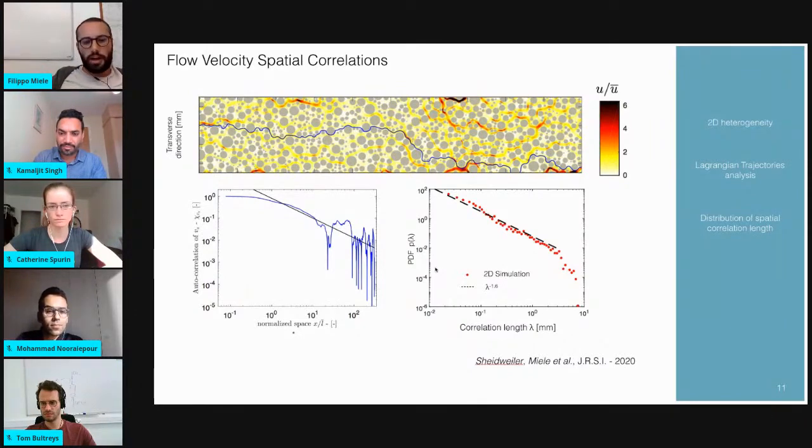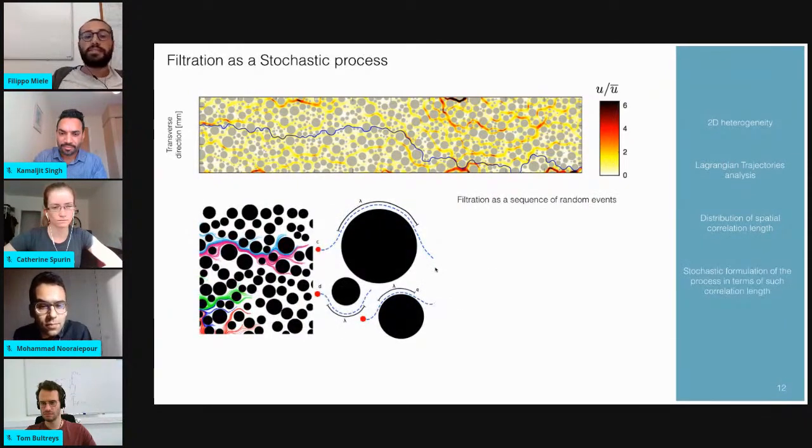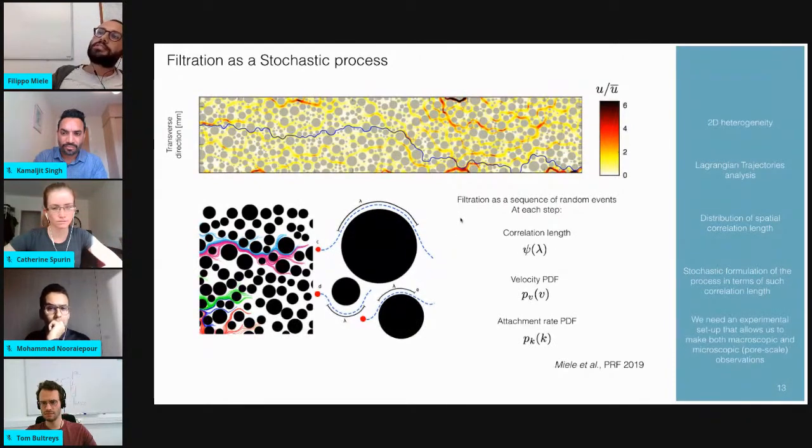spatial correlation? Within this framework, we can interpret filtration as a sequence of random events, where at each step the particle is crossing a given jump length, of a distributed correlation length, with a given distributed velocity, and it is subjected to a given attachment rate.